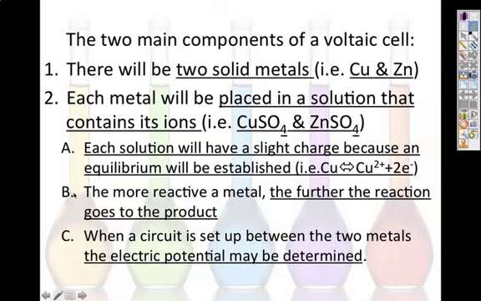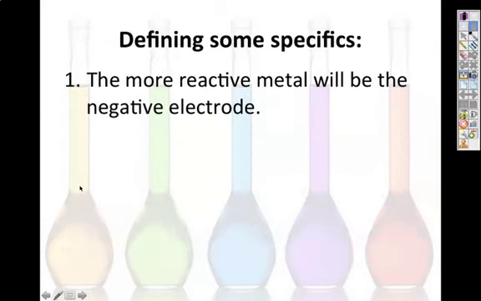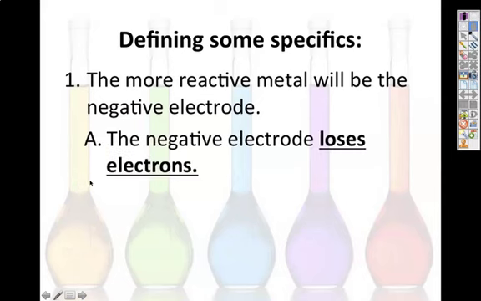When a circuit is set up between the two metals, the electric potential may be determined. It's often what we think of when we're dealing with power. So, looking at the specifics, the more reactive metal, looking back at what we did yesterday in the web lab, and the day before in notes, the more reactive a metal is, the more it will be the negative electrode. It's going to be losing those electrons.